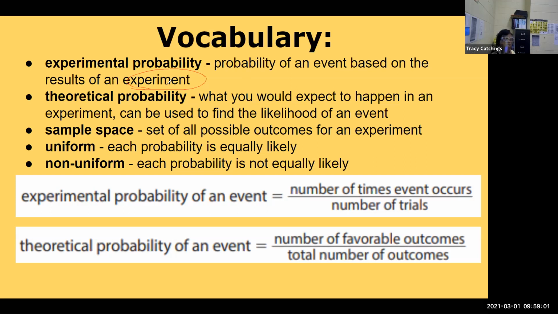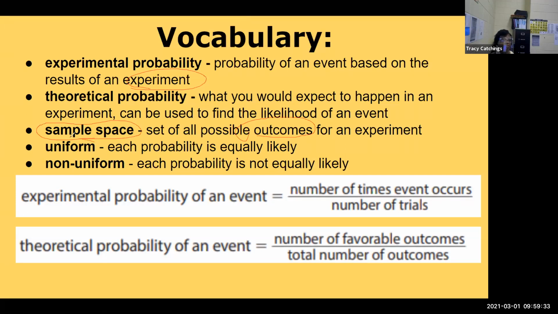Theoretical probability is what you would expect to happen in an experiment, which will be used to find the likelihood of an event. So experimental probability is what happened when I did that experiment 25 times, and theoretical probability is what should happen without me doing the experiment. That's the major difference. When I do that experiment, I get something known as a sample space, which are all the possible outcomes for that experiment. What's going to happen?